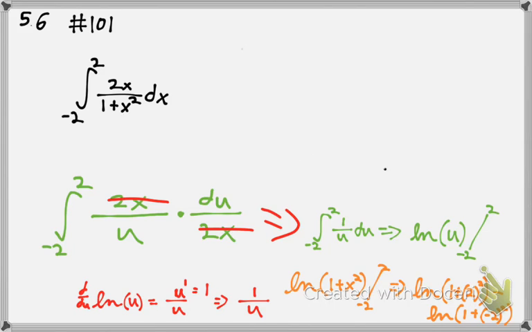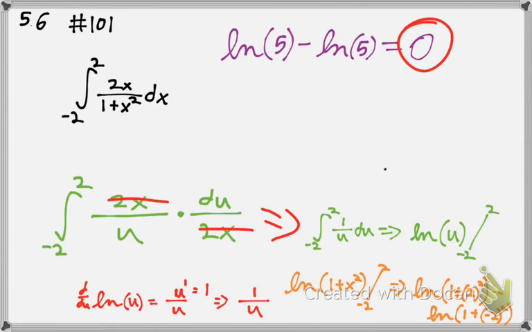So we'll just continue with what we were doing on the bottom, this time in purple. And so natural log of 5 minus natural log of 5. And that is equal to 0. And that is your final answer.